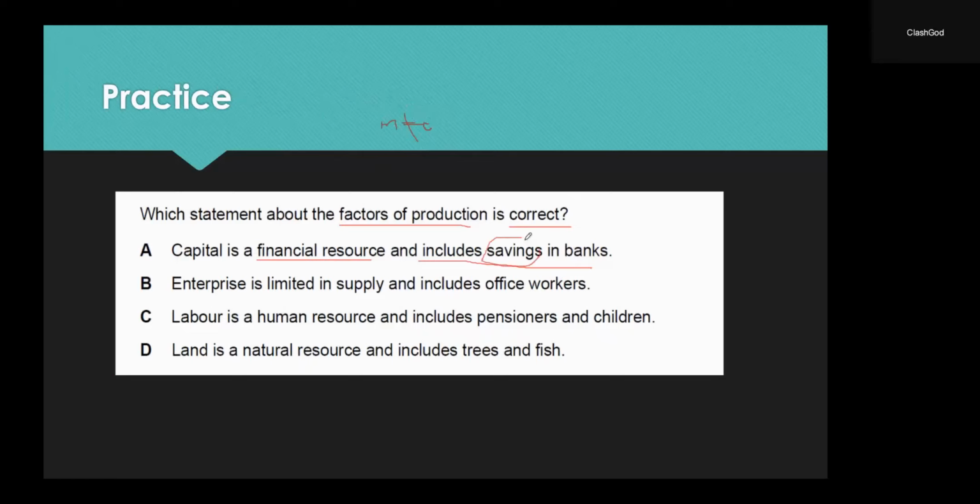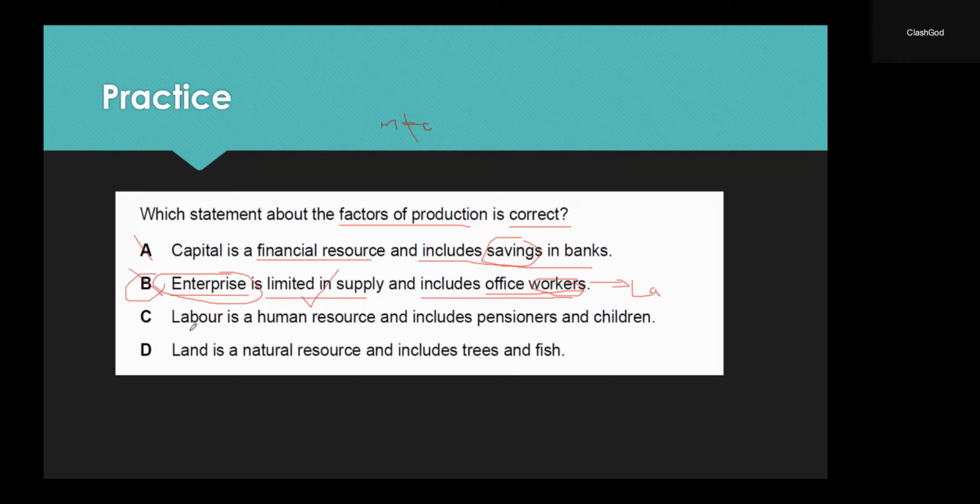So savings in banks are capital: that is wrong. Second one, enterprise is limited in supply and includes office workers. Now, we already said that the enterprise are the owners of the businesses, but office workers are workers. Workers are the labor, so that is wrong. Enterprise is not office workers, but they are limited in supply.